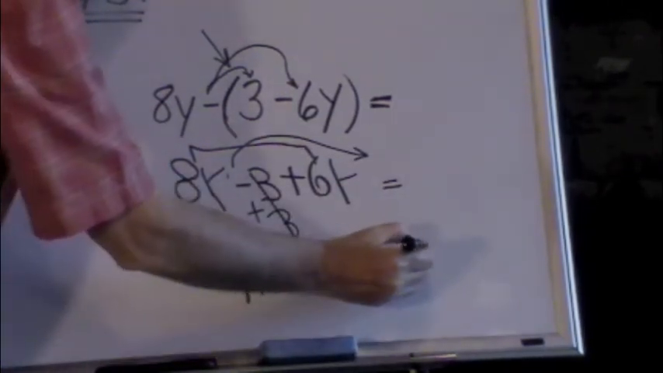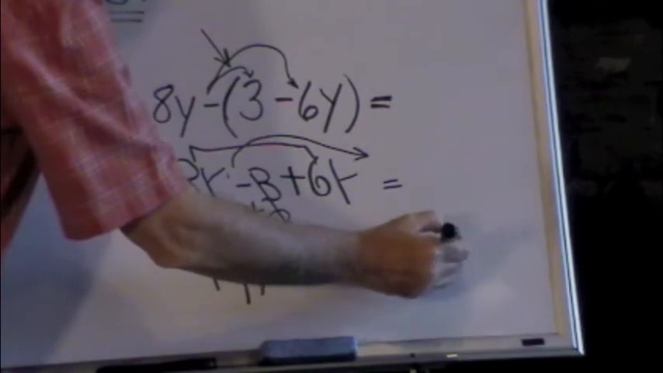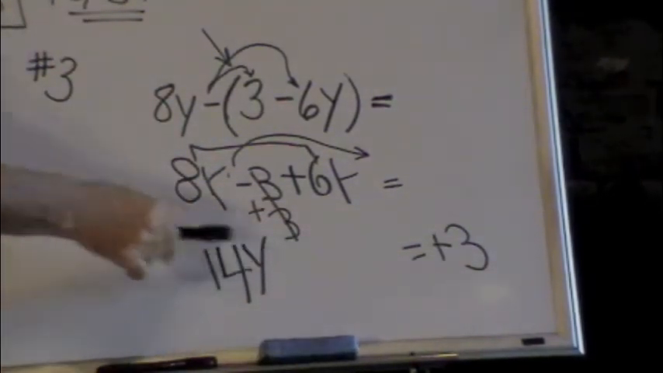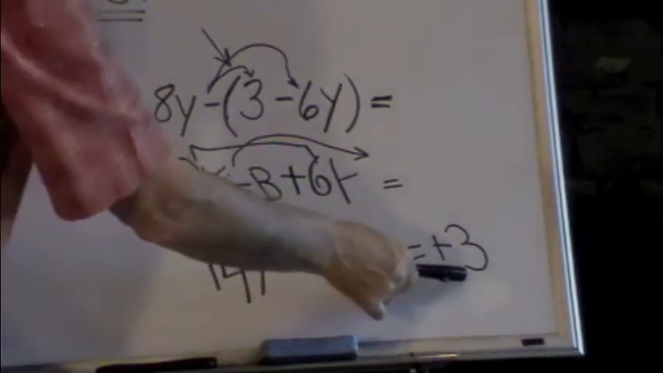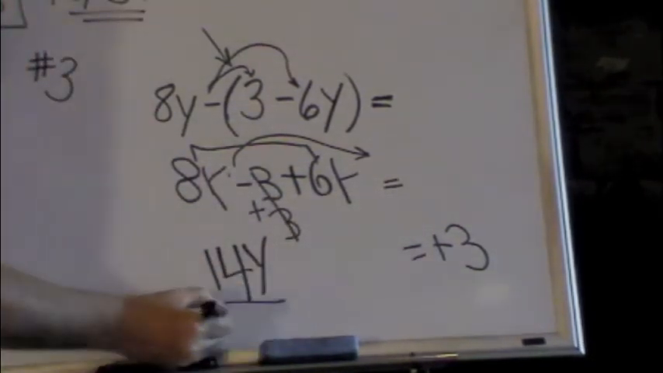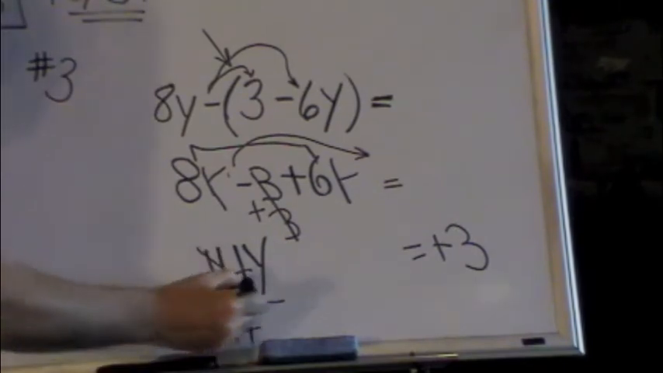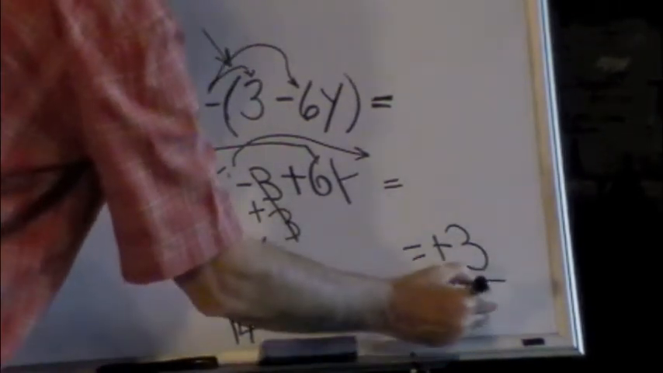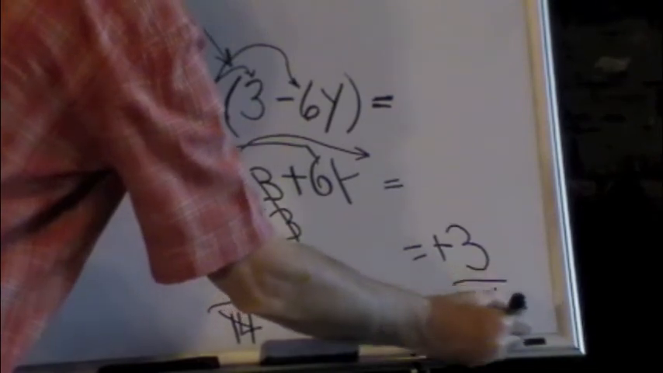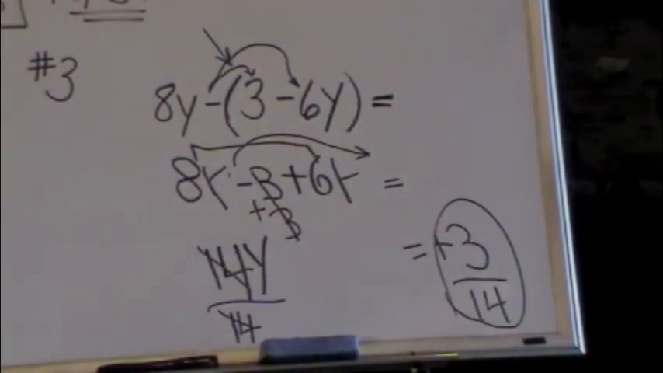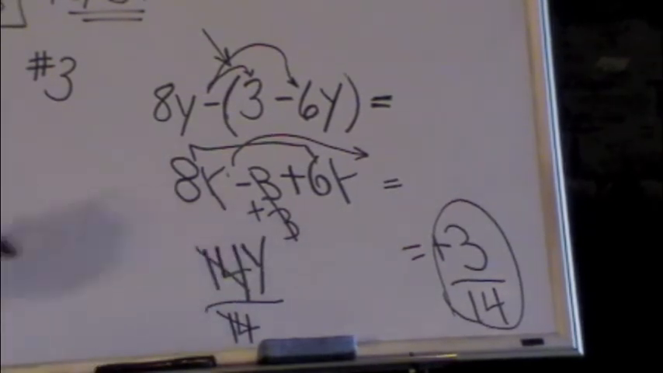So, equal sign, +3. 14 times some number gives you 3. That looks weird, doesn't it? Well, divide these two out and put a 14 over here. There you go. Believe it or not, 3 over 14 is your value for y.